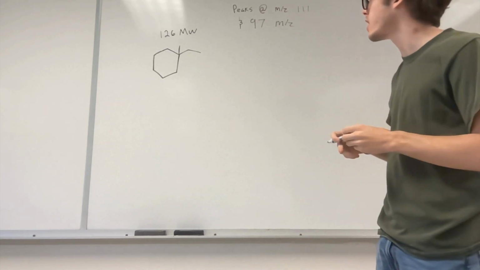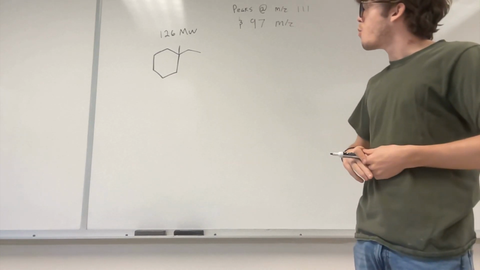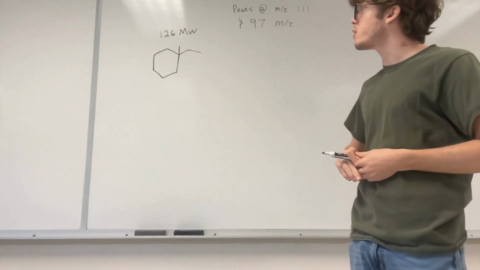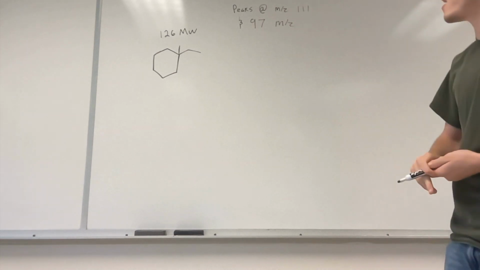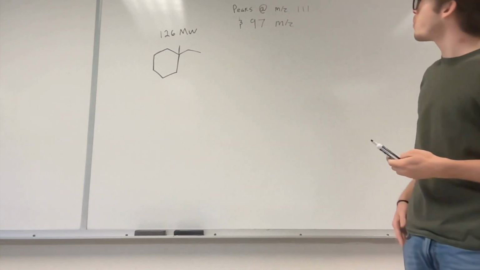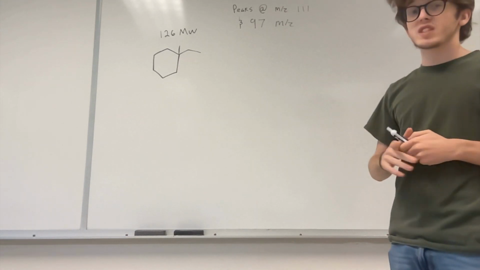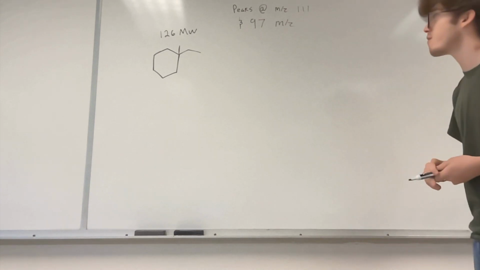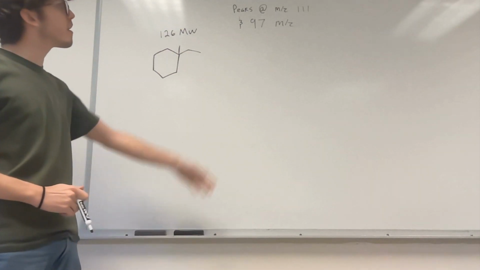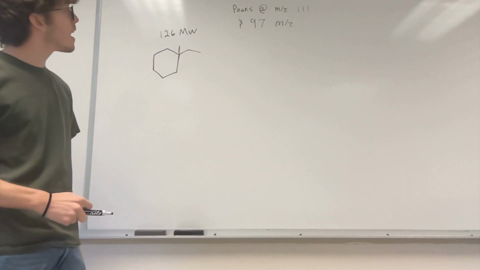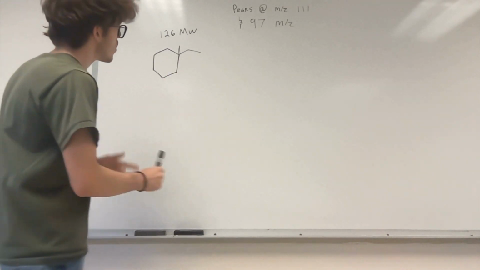For organic chemistry, we've got a mass spec here for 1-ethyl-1-methylcyclohexane with a molecular weight of 126. We've got peaks at 111 m over z and 97 m over z. So we need to explain why we see these peaks at m/z 111 and 97. Alright, so let's go two ways here.